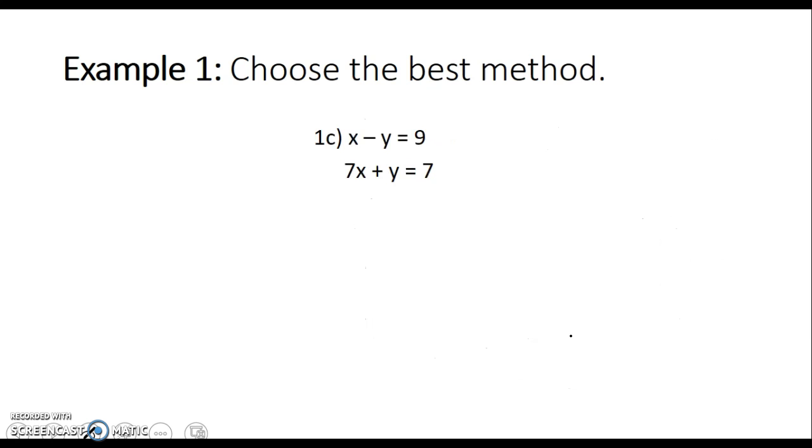1c. Okay, now we have another set of systems of equations. We have x minus y equals 9, 7x plus y equals 7. There's a couple methods that would probably be the best method to use here. We'll solve this one doing both.